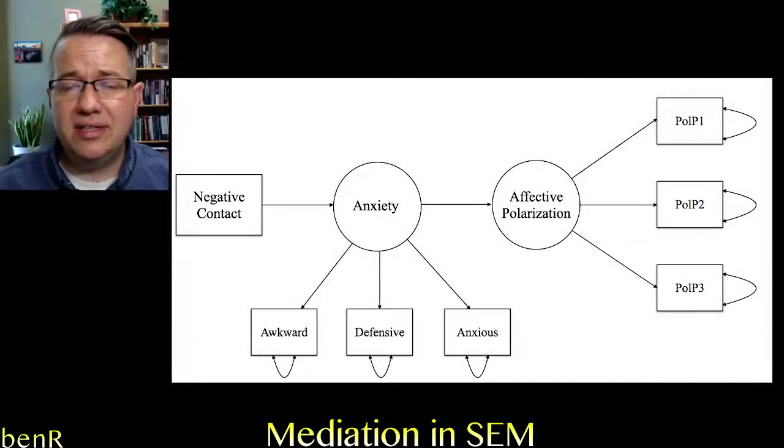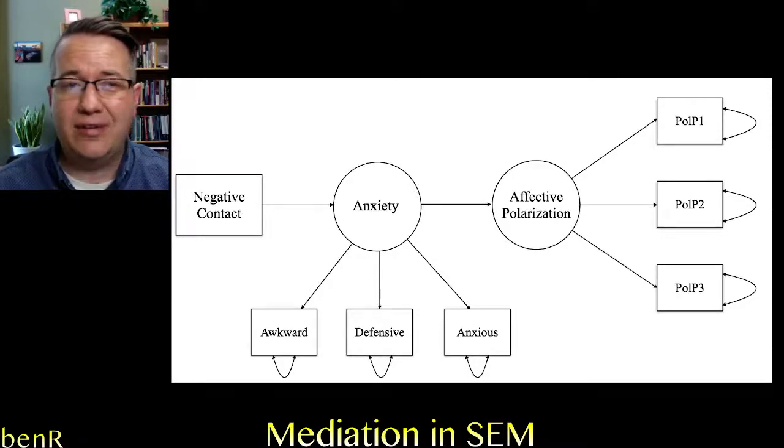So this is the theoretical model that we're going to analyze. This data is an experiment that tests whether reading an article about two members of an opposing political party who get in a fight at a charity fundraiser will increase affective polarization. And the theorized mediator is anxiety.